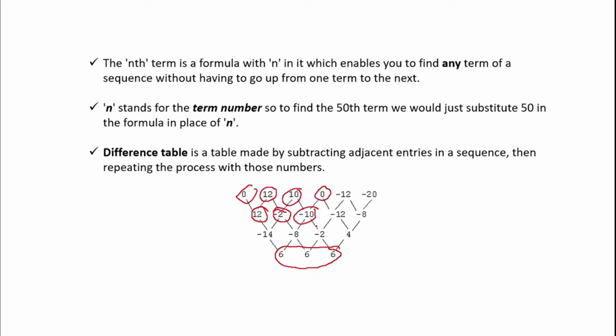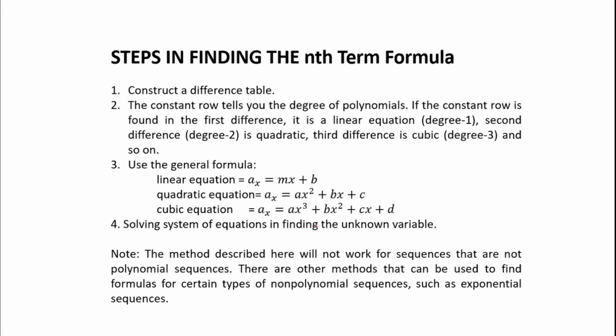Here are the steps in finding the n-term formula. First, construct a difference table. Second, the constant row tells you the degree of the polynomial. If the constant row is found in the first difference, it is a linear equation, degree 1. In the second difference, degree 2, it is quadratic, and the third difference is cubic, degree 3, and so on. Next, use the general formula. We have here the linear, quadratic, and cubic formulas. And next is solving a system of equations to find the unknown variables.